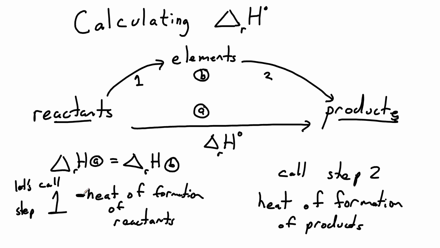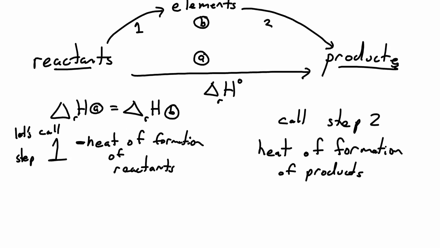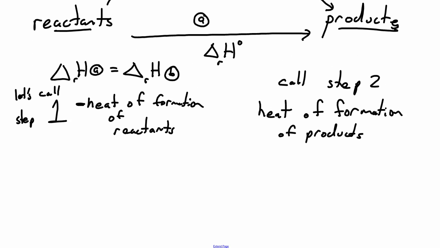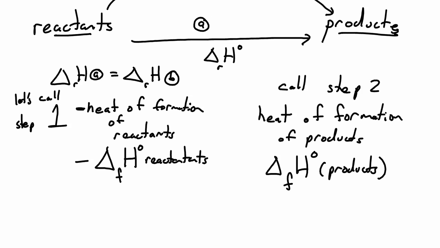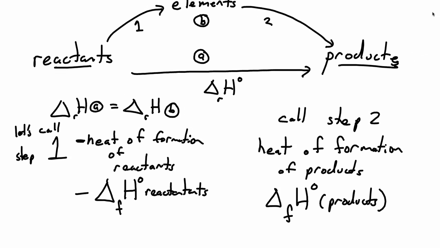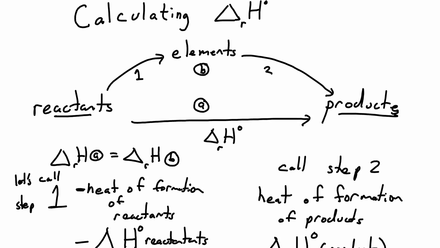Okay, and let's give these some names. Let's scroll down here a little bit. We're going to call this the negative of the heat of formation of reactants. So here, the symbol for the heat of formation of products would be the same, except for we have products. So once again, these heats of formation are just going back and forth between the products and elements or reactants and elements.